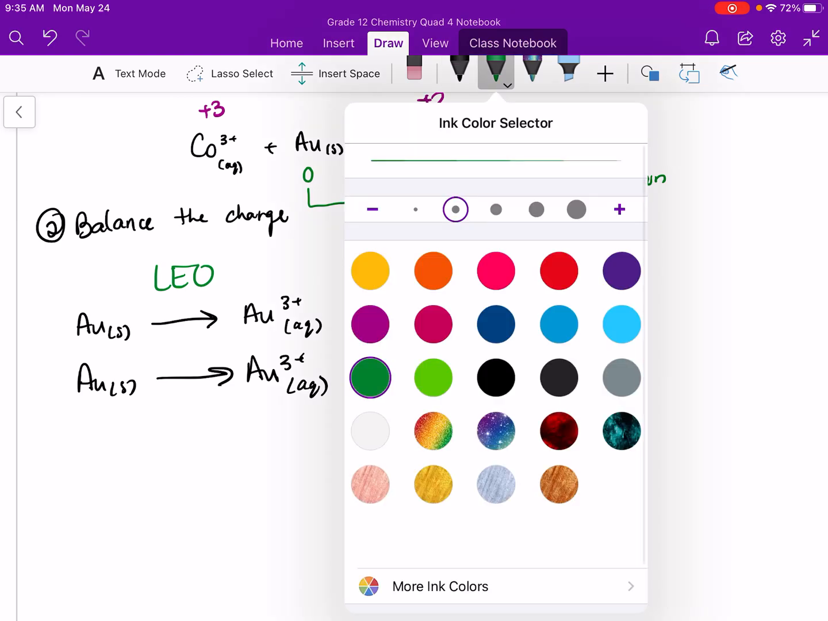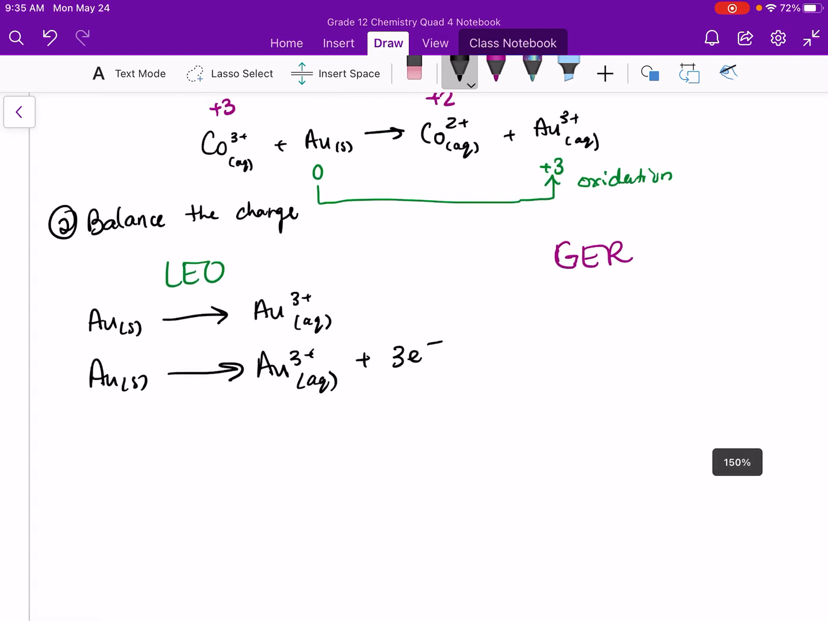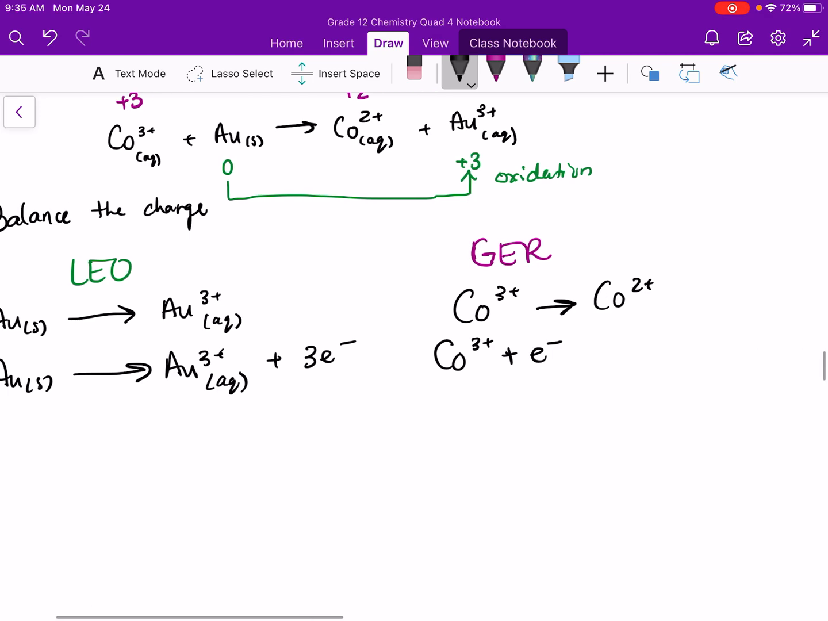If we look at our reduction, we have cobalt 3+ turning into cobalt 2+. To change from cobalt 3+ to cobalt 2+, our electron goes on our reactant side. We're adding 1 electron to change cobalt 3+ to cobalt 2+.